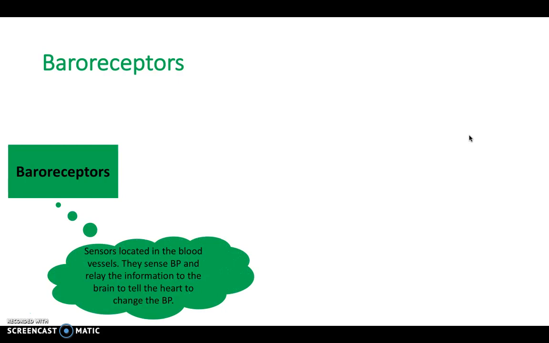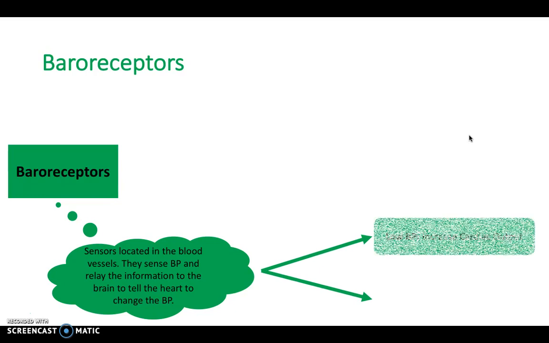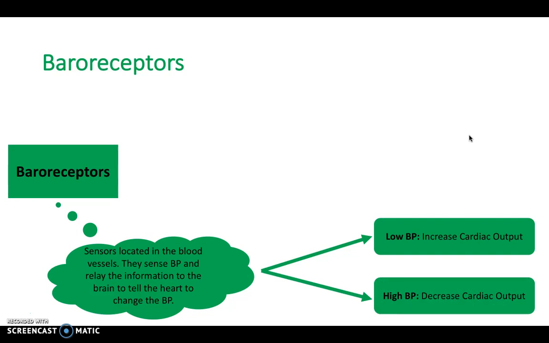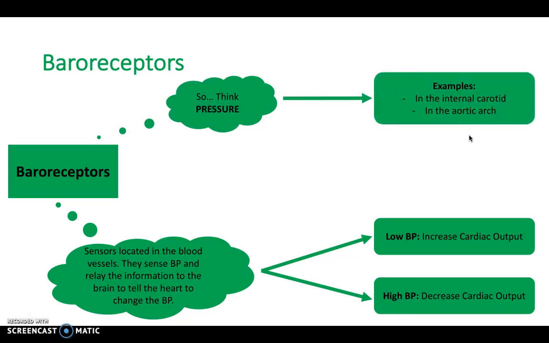Next concept to get your head around are bioreceptors. Bioreceptors are sensors located in the blood vessels, and they sense blood pressure and relay the information to the brain and tell the heart to change that blood pressure. So if you have a low blood pressure, you need to increase your cardiac output, and if you have a high blood pressure, you need to decrease your cardiac output. So think pressure when we think bioreceptors. Examples of bioreceptors are in the internal carotid artery and also in the aortic arch.